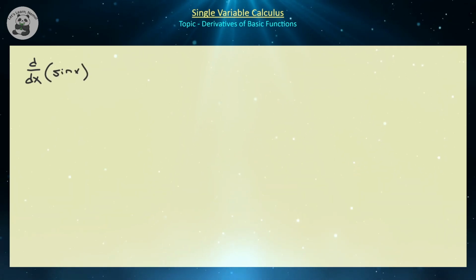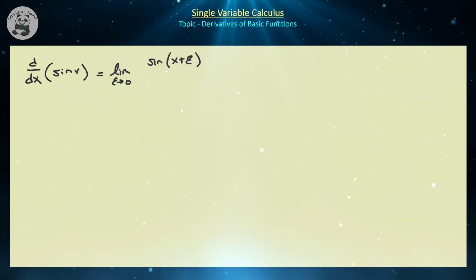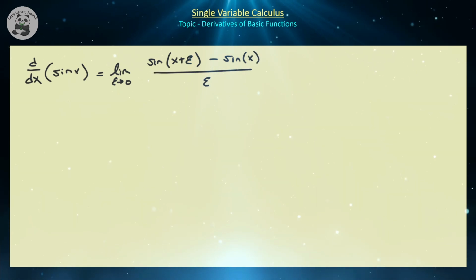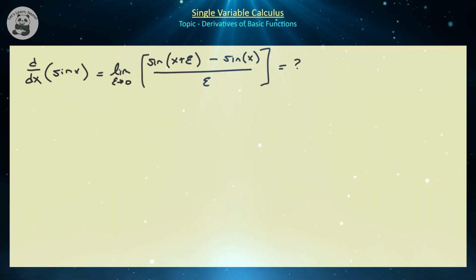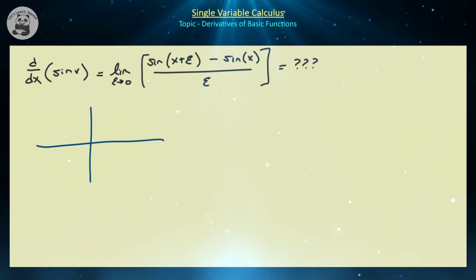If we were to approach this via the limit definition, this would just be equal to the limit as epsilon approaches 0 of the function evaluated at x plus epsilon, so sine of x plus epsilon, minus the original function sine of x, all divided by epsilon. And of course, we would have to know some algebra in order to work that limit out. But let's think about this derivative a little bit before we actually get into the algebraic evaluation of this derivative.